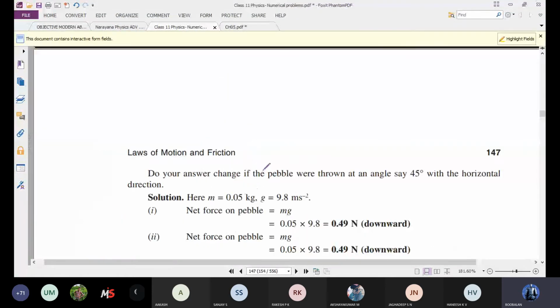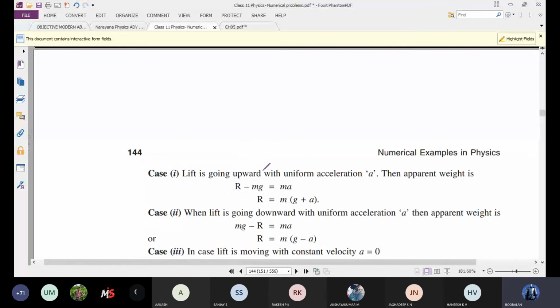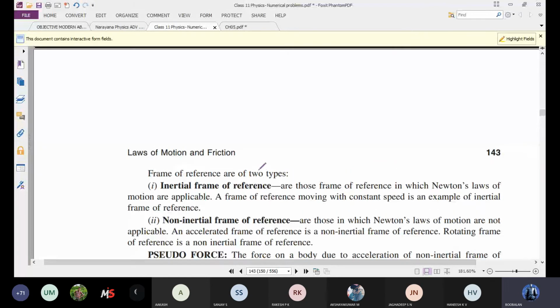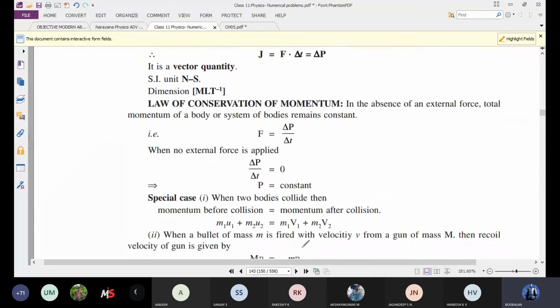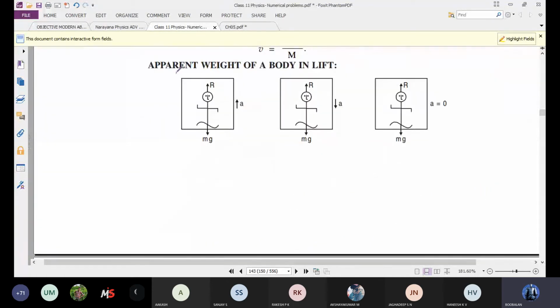Listen first. So apparent weight of a body in a lift. So what is the weight? Three different conditions are there. What is the small a? It denotes the lift acceleration. It is in the upward direction, or the small a is downward, so the lift is moving in the downward direction.